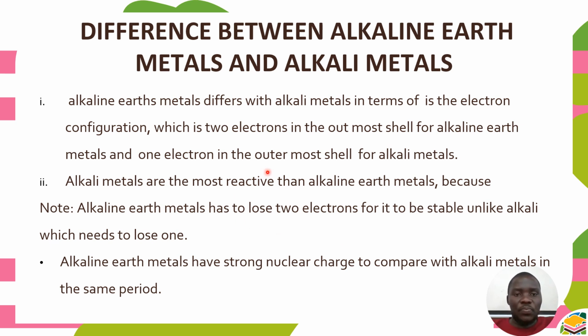So just to recap the differences, we have said that they differ in terms of their electron configuration, such that alkaline earth metals have 2 electrons in the outermost shell, while alkali metals have a single electron in the outermost shell. Another difference is based on reactivity, and we have said alkali metals are more reactive because for them to be stable, they only need to lose a single electron, unlike alkaline earth metals, which have to lose 2 electrons to be stable.